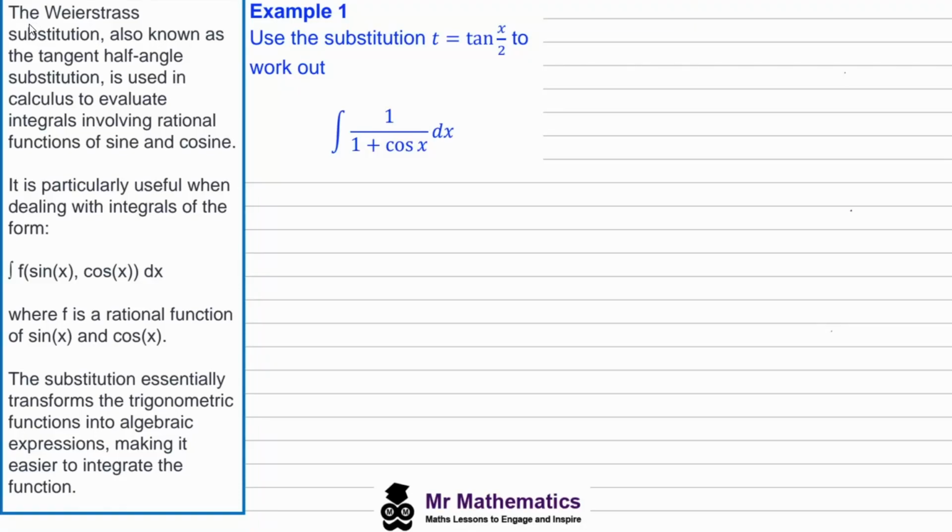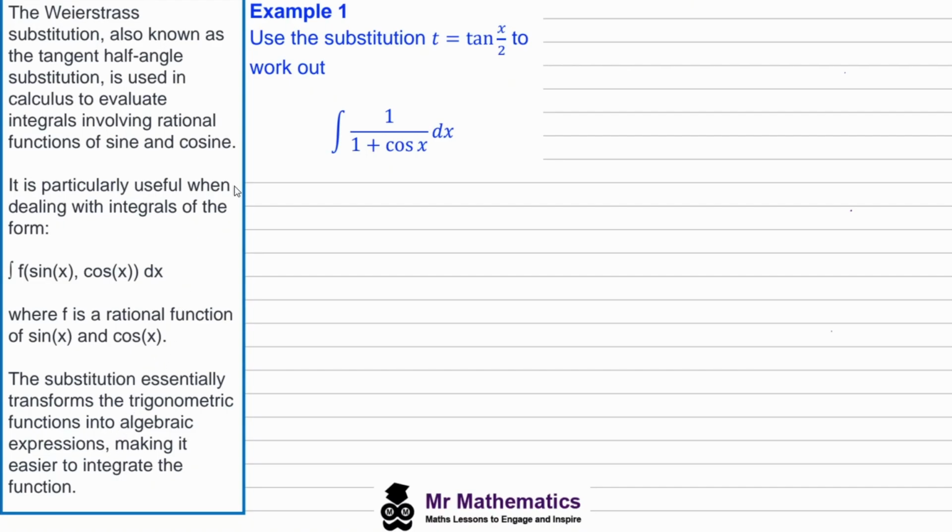Hi everybody, so in this video we're going to look at the Weierstrass substitution, also known as the tangent half-angle substitution, and it's used in calculus to evaluate integrals involving rational functions of sine and cosine. It's particularly useful when dealing with integrals of the form the integral of f of sine x and cos x integrated with respect to x, where f is a rational function of sine x and cos x. The substitution essentially transforms the trigonometric functions into algebraic expressions, making it easier to integrate the function.